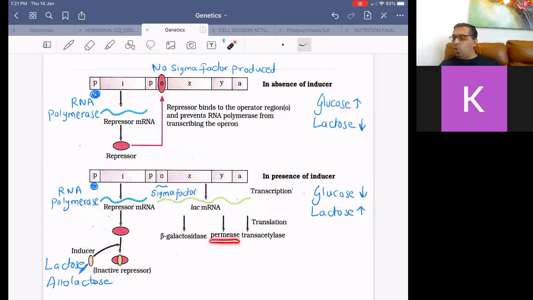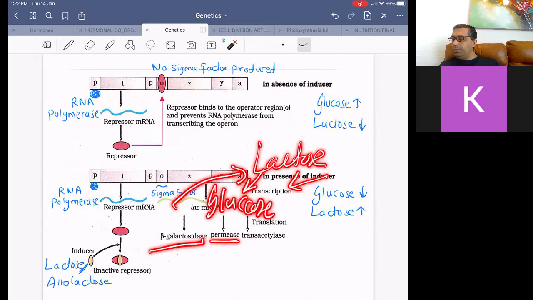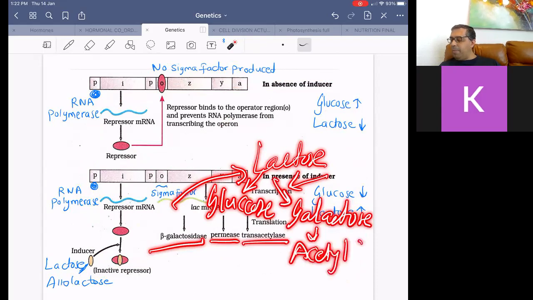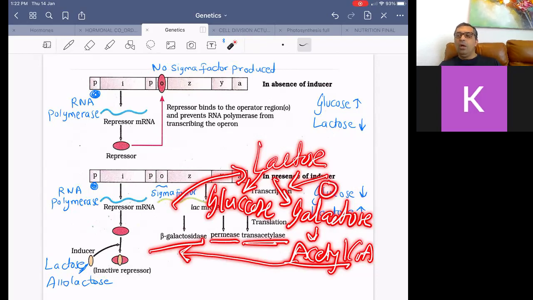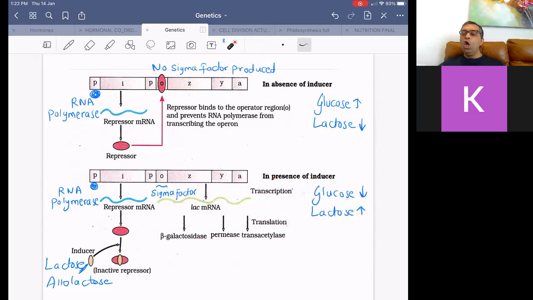Permease allows lactose to enter inside a cell. Beta galactosidase breaks down lactose into glucose and galactose, and trans-acetylase converts acid galactose, जो acetyl coenzyme में आया था, it will transfer acetyl group to beta galactoside, and that is done by trans-acetylase. And trans-acetylase acts on pyrunosidases, and pyrunosidases, which are toxic to the bacteria, are degraded by trans-acetylase. So this is done by all the three genes.